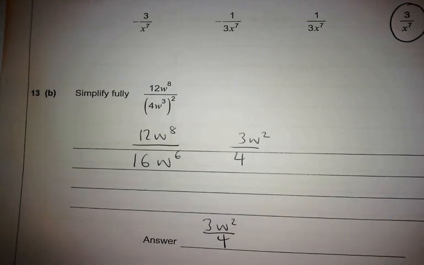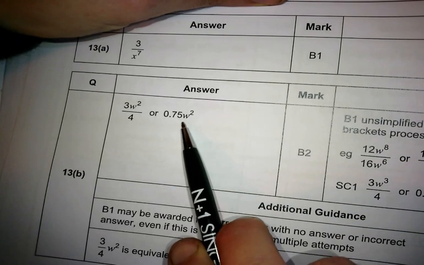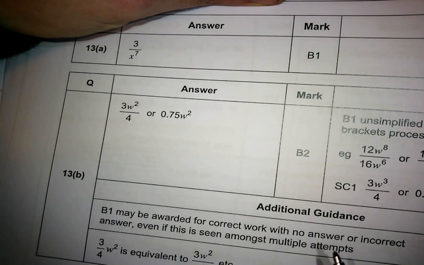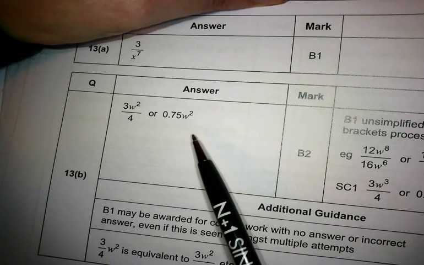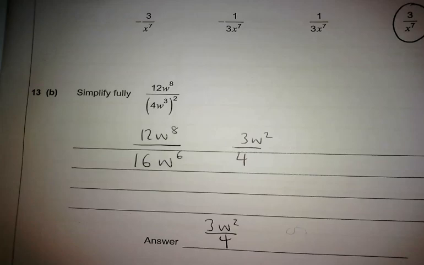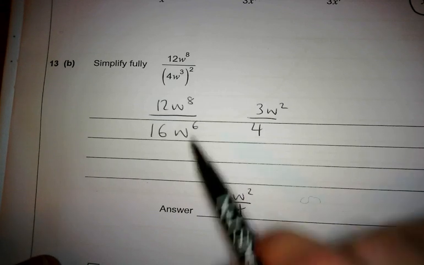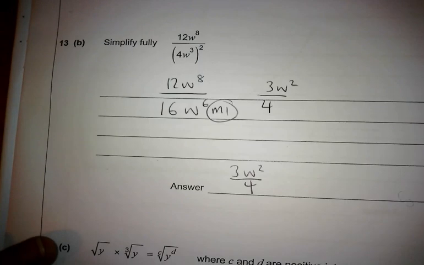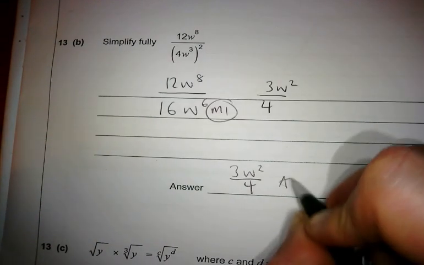Any equivalent form? So if you had 0.75w squared, that would be fine. I'm just wondering if you'd get, yeah, that's kind of the only other valid way. You'd get 1 mark if you'd expanded your denominator, and then full marks for 3w squared over 4, or 0.75w squared as your final answer.